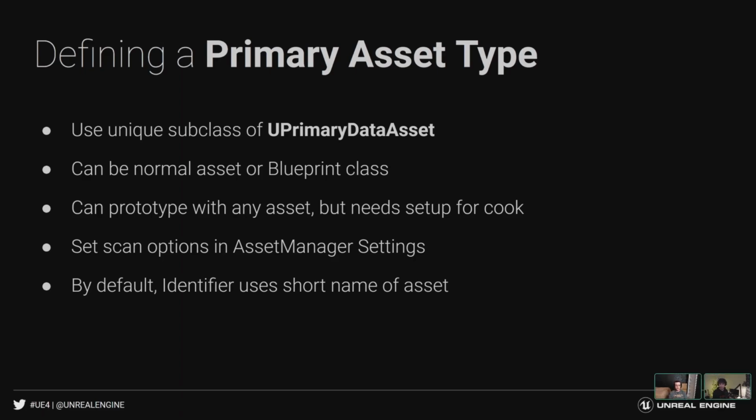Then you set the scan options, which I'll show you. And then the default behavior is that the identifier will use the short name of your asset. So if your asset is called weapon axe, but it's in a really long path, it'll just be called weapon axe. It won't be called a huge path weapon axe. That allows you to keep track of things, but it also means that you're generally not allowed to use the same name in different directories for primary assets.